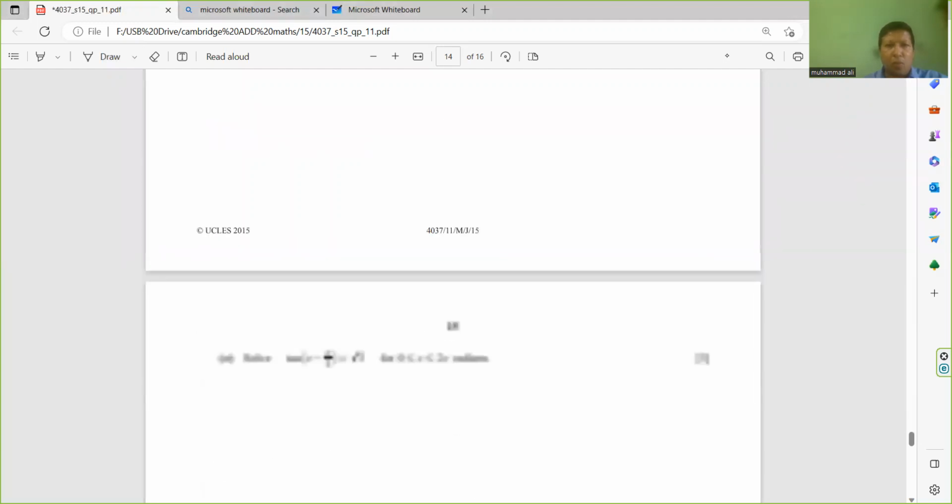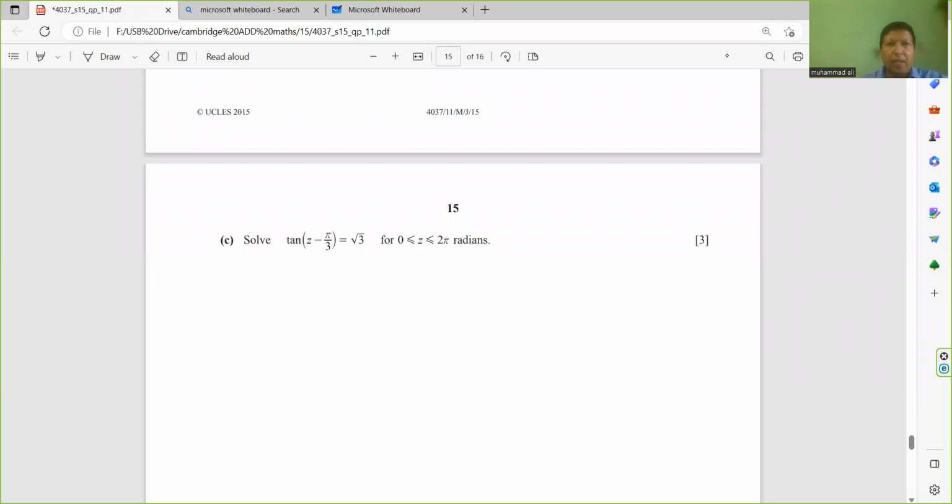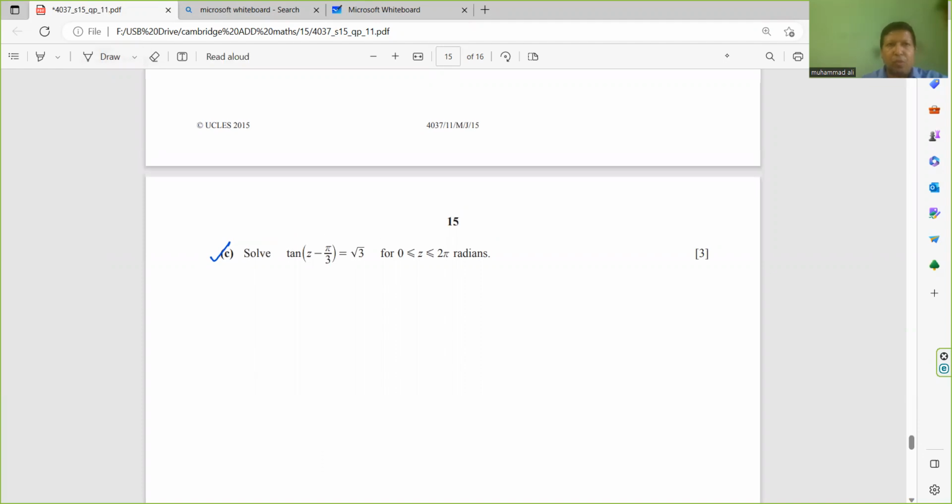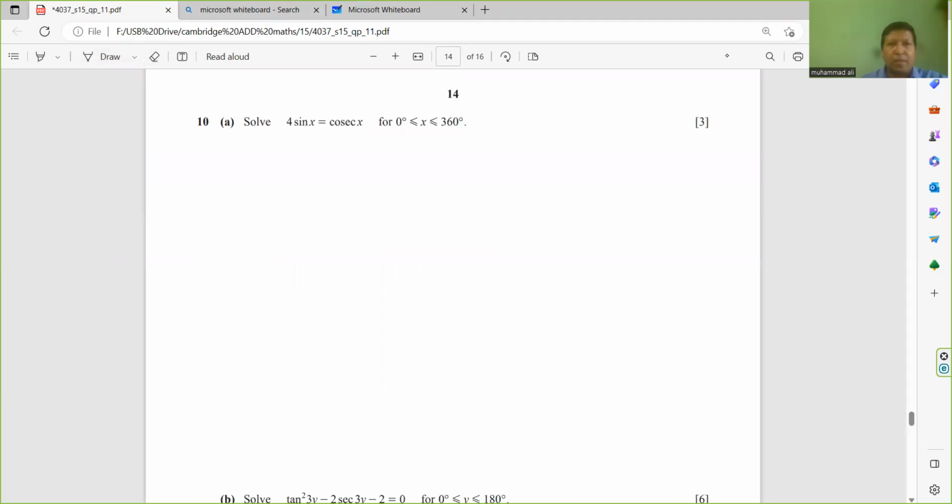The third one, solve tan bracket z minus pi by 3 bracket close equals root over 3. Here, angle z is greater than or equal to 0, less than or equal to 2 pi radians. The third maths, C number maths, here we have to find the angle in radian units. So now, let's try to start and solve these maths, okay?